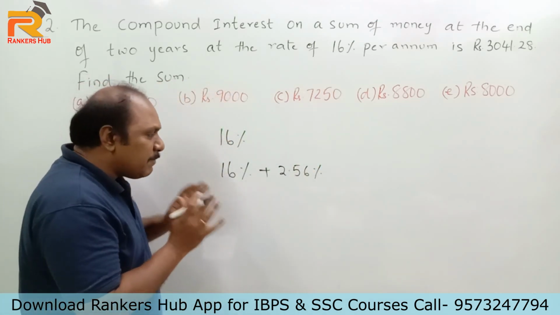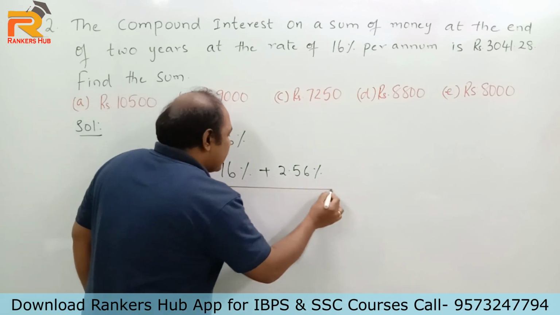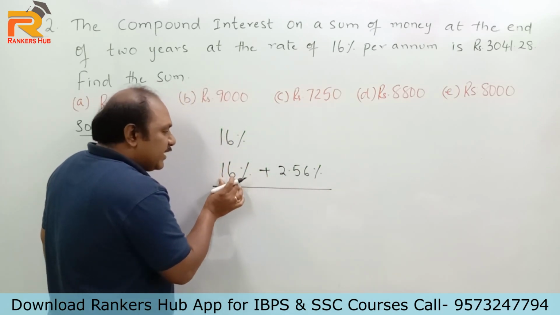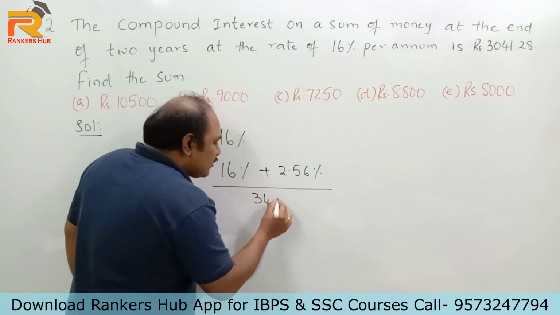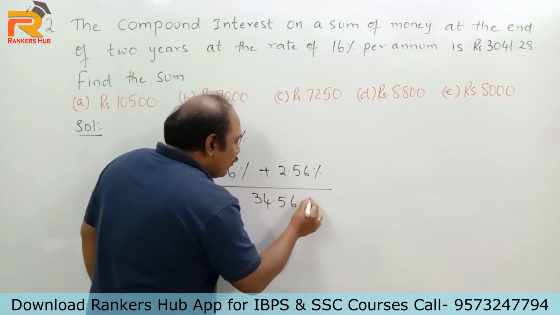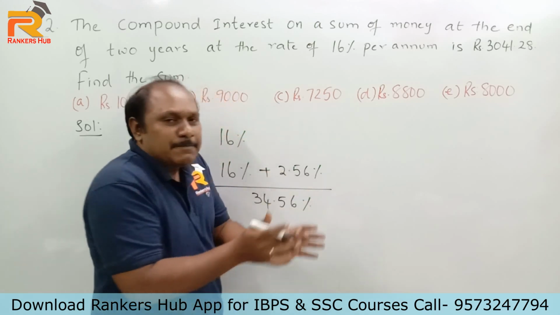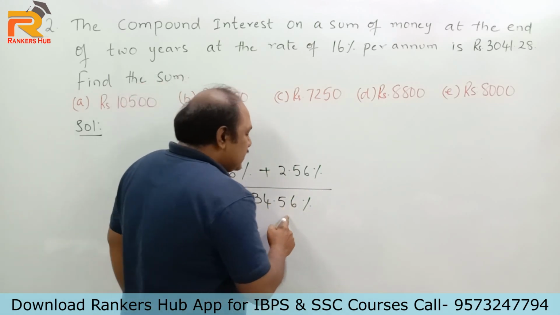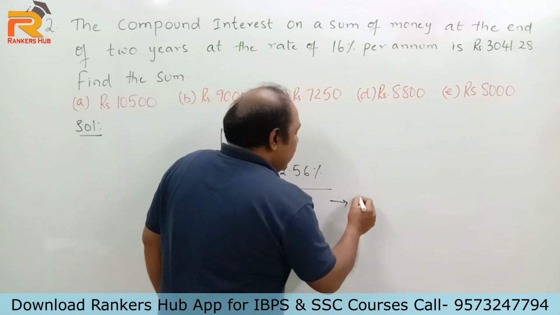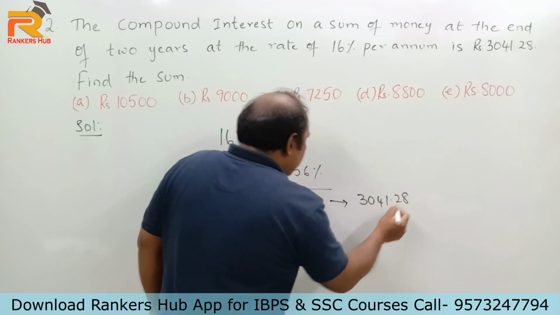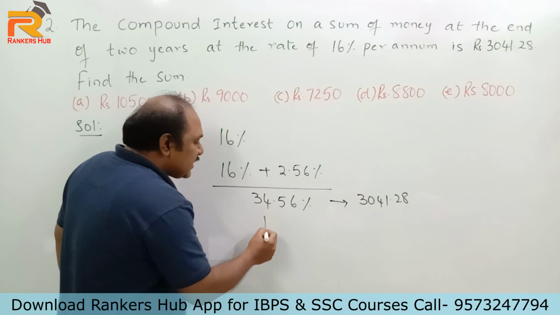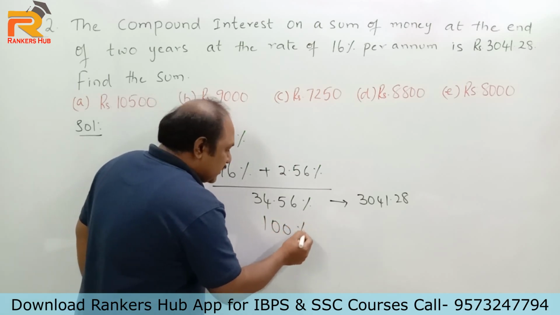2.56% of the principal. So, what will be the total interest? 16 plus 16 is 32. 32 plus 2 is 34. So, the total interest he gets is 34.56% of the principal. So, 34.56% of the principal will be equal to 3041.28. I need to find what the principal is. That is, I need to find what 100% is.